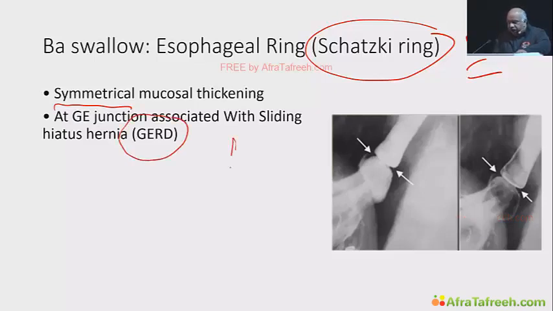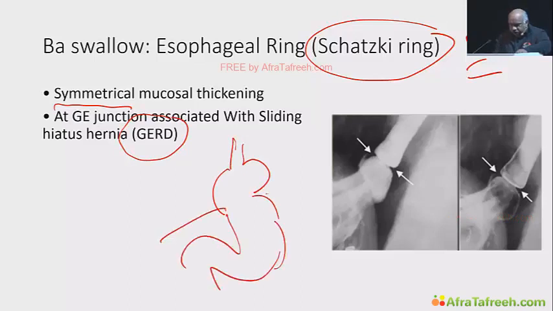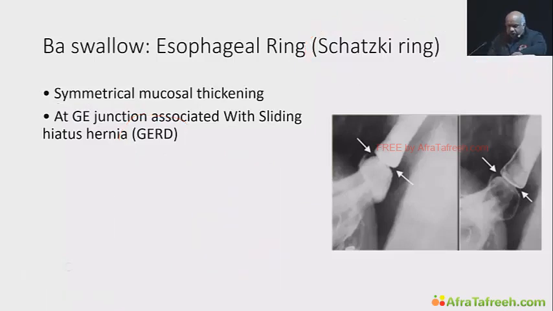What is sliding hiatus hernia? This is an image of sliding hiatus hernia. As you can see, GE junction and cardia has gone up. This is called sliding. We have a slide on that. So in sliding hiatus hernia, always there's a reflux. Not always, but very often there's reflux. And the patient may develop a ring at the GE junction. So this ring is associated with sliding hiatus hernia.